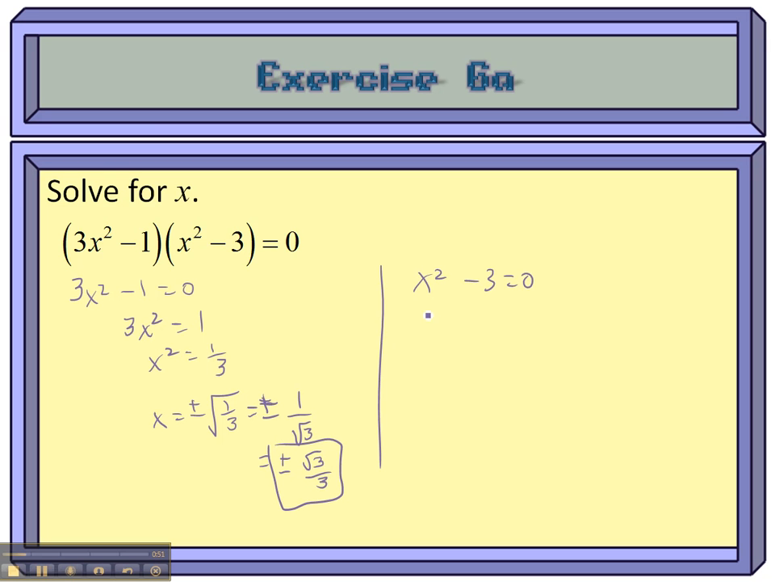First set of answers. Second one, x squared equals 3. This time you add the 3 over, so x equals plus or minus the square root of 3. Two more answers. Okay.